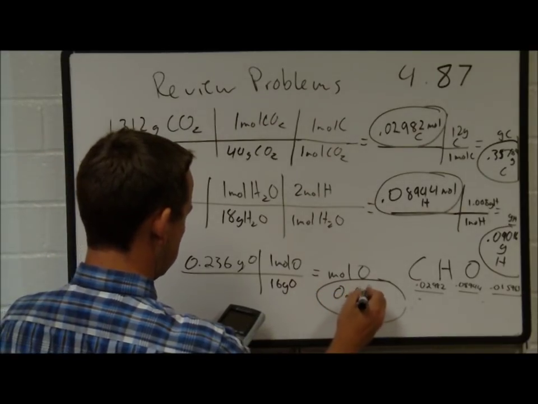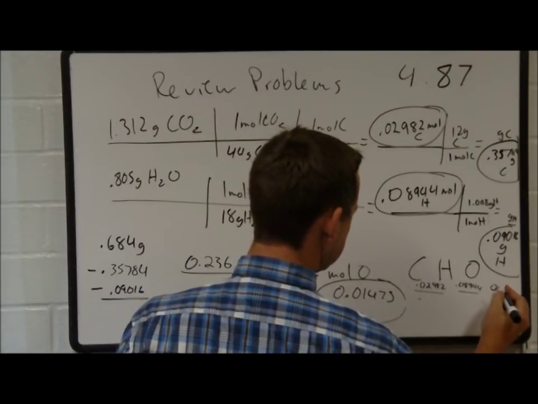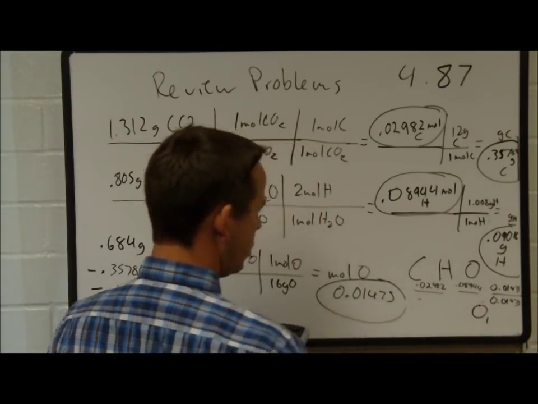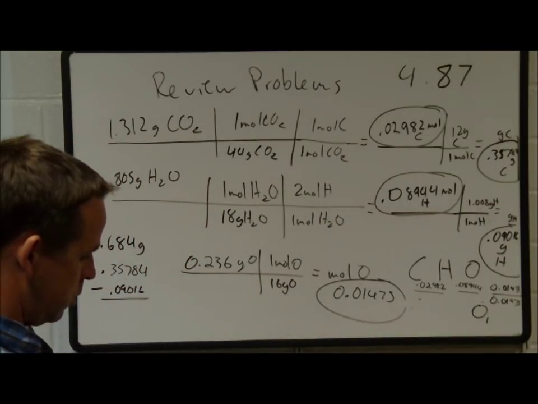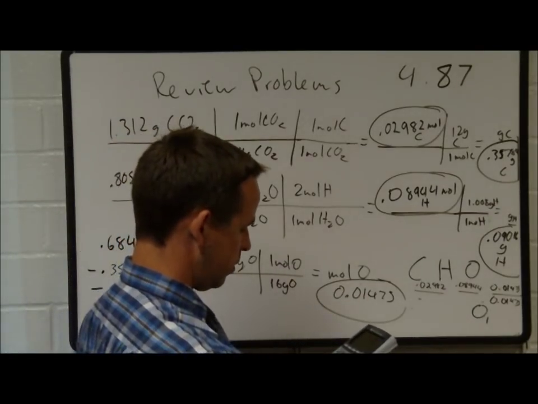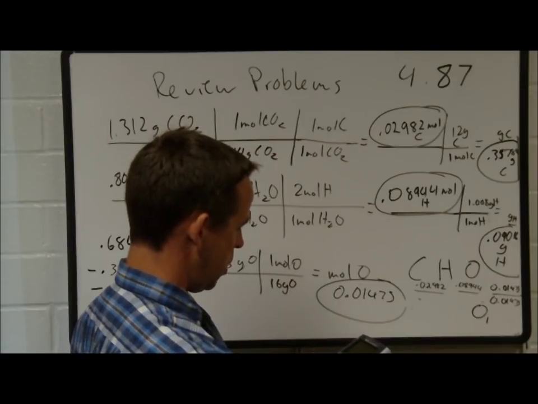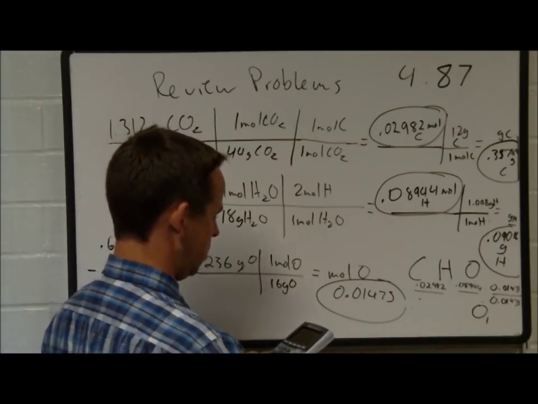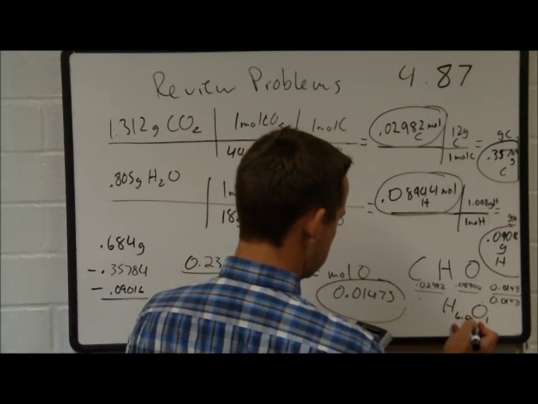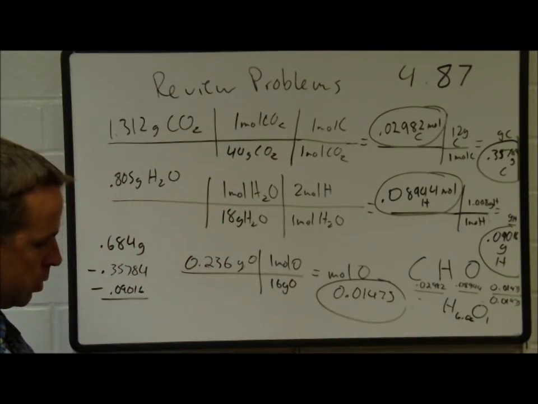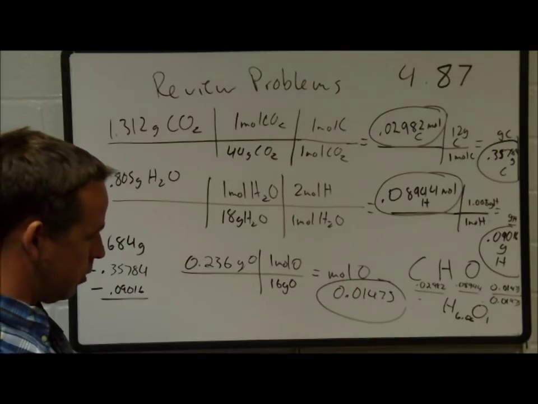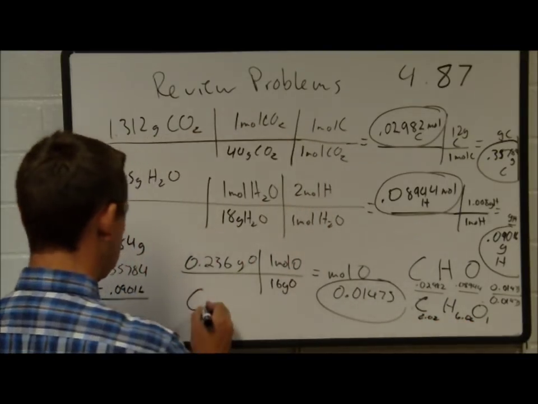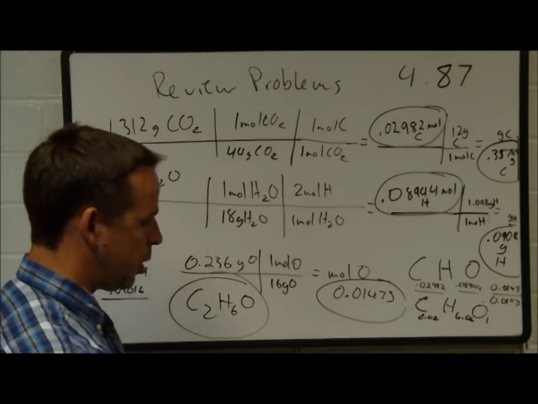And this makes this 0.01475. All right, if we divide everything by 0.01475, then that's again going to give us one oxygen. 0.08944 divided by 0.01475 gives us 6.06 hydrogens. Carbon 0.0298 divided by 0.01475 gave us 2.02 carbons. So C2H6O1. So that's our empirical formula for that compound.